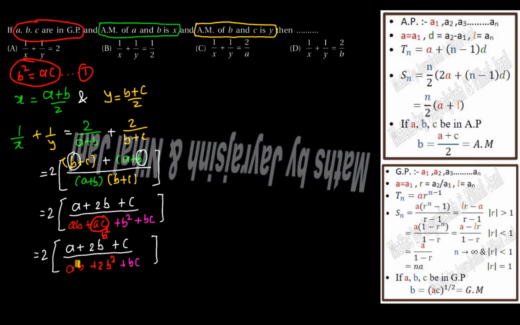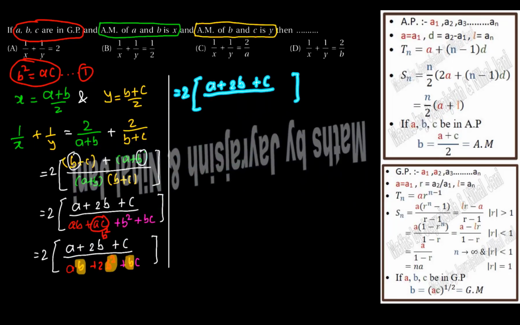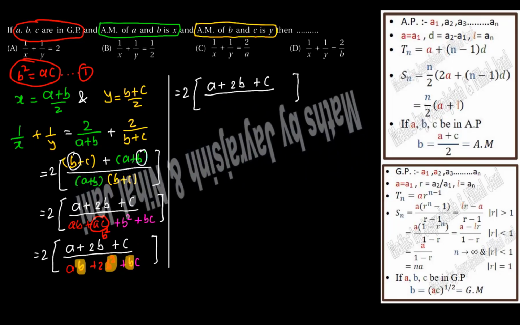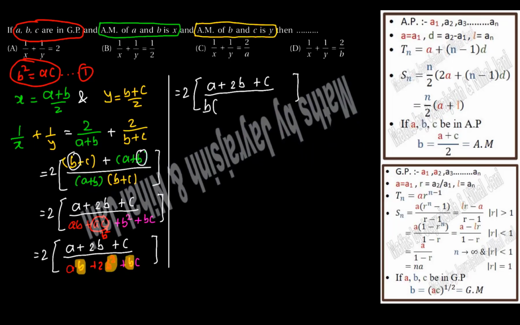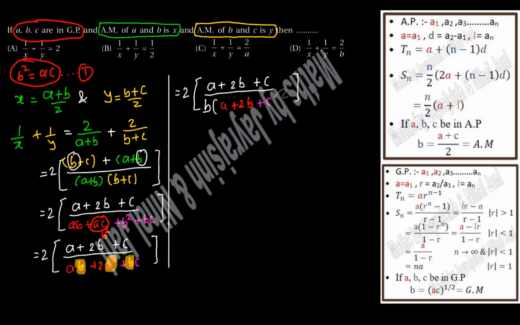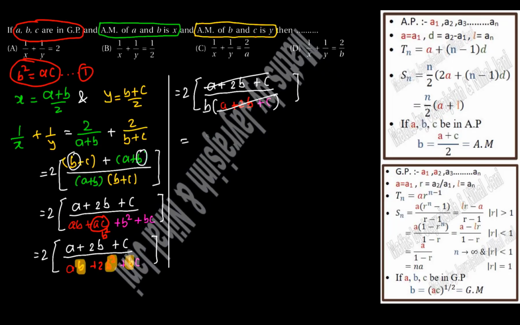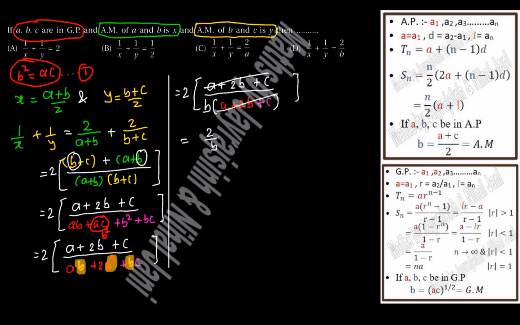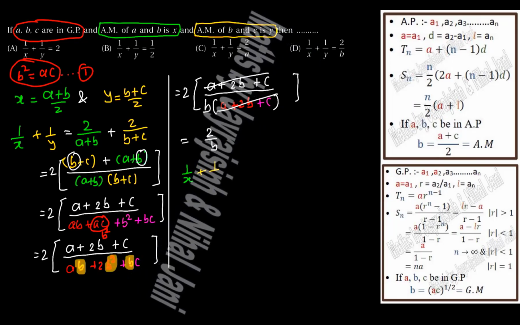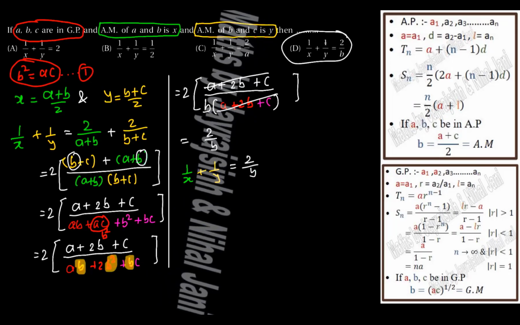Now we have b as a common term. So again, for further simplification, numerator will be as it is, and in denominator we can take b common. So remaining terms will be a plus 2b plus c. So here a plus 2b plus c will be cancelled out, and we will get 1 upon b, or we can say 1 upon x plus 1 upon y will be equal to 2 upon b, which is given in option D.